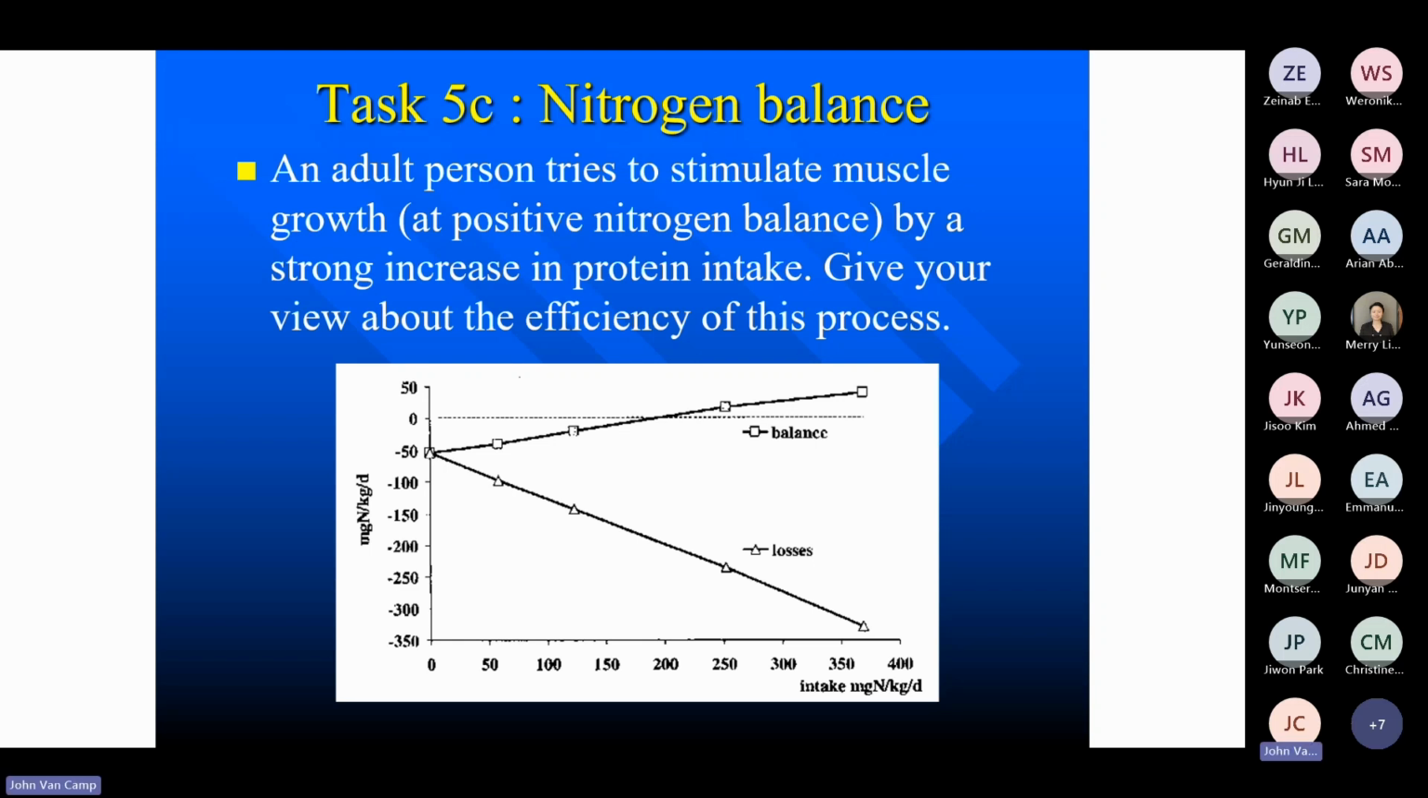The question is, do you think that this process is very efficient, or is it not efficient? So why yes or why no? And explain a little bit your answer. So giving people an overload of protein, will it contribute to protein synthesis? And is that an efficient process for humans, or is it not? And explain it.